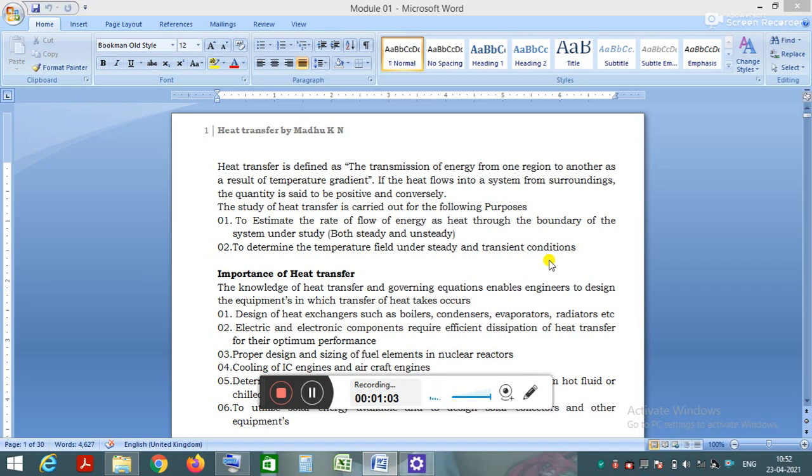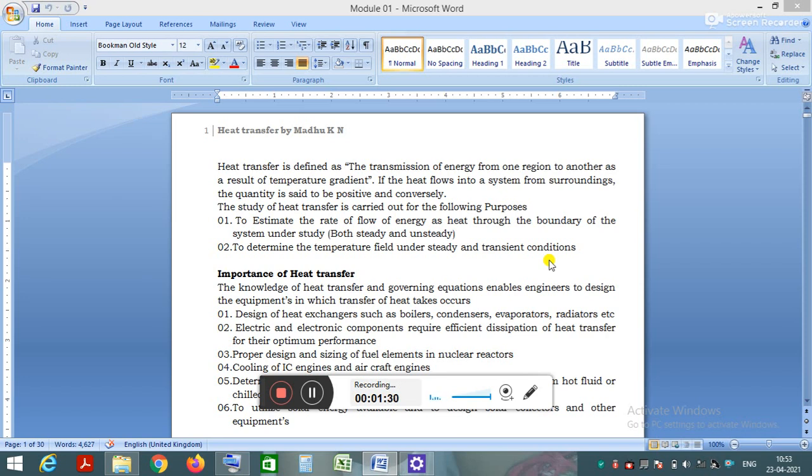And in the first law of thermodynamics, we studied that if heat enters the system, it is said to be positive, and if the heat or energy leaves the system, it is said to be negative. And we studied the importance of heat transfer, the need to study heat transfer.